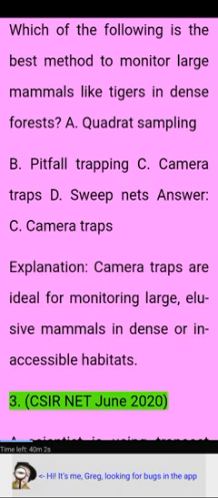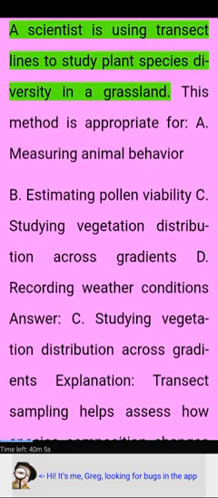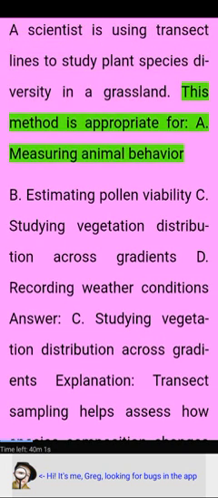3. CSIR-NET June 2020. A scientist is using transect lines to study plant species diversity in a grassland. This method is appropriate for: A. Measuring animal behavior.